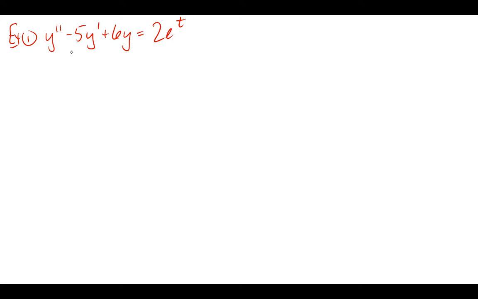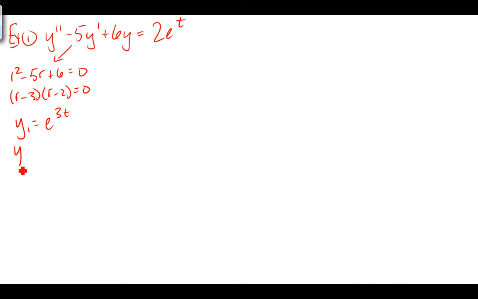All right, so to solve this with variation of parameters, I, of course, need to do the homogeneous solutions first. So let me do that very, very quickly. This factors into -3 and -2. So we get 3 and 2. So little y1 is e to the 3t, and little y2 is e to the 2t. Okay, that took 12 seconds. So we got our two homogeneous solutions.